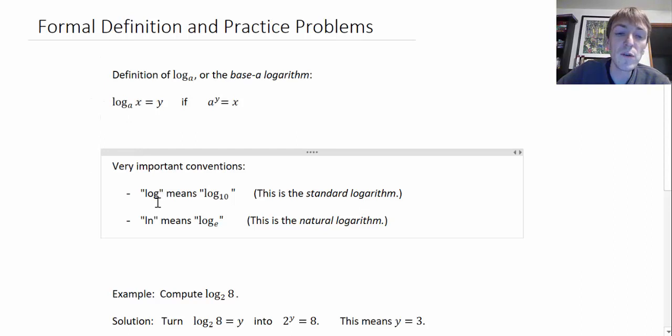So first off, if you see a log and it doesn't have a subscript, every logarithm has to have a base. When you don't see that base, then that base is automatically 10. So when I just write log by itself, what I mean is log base 10, and that's called the standard logarithm. Now why is base 10 a standard logarithm?